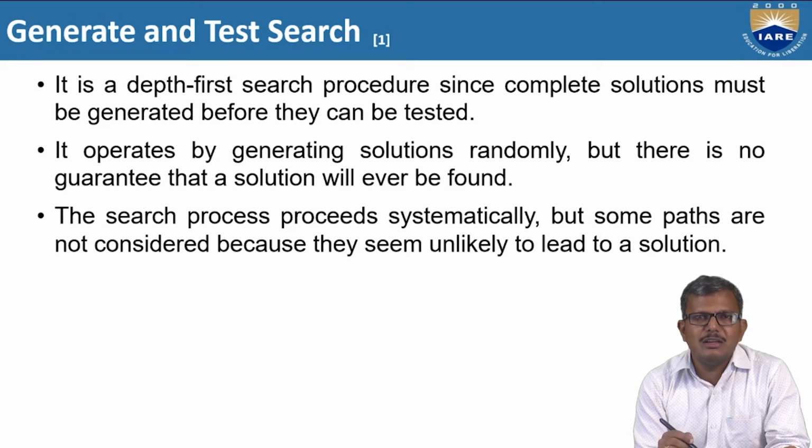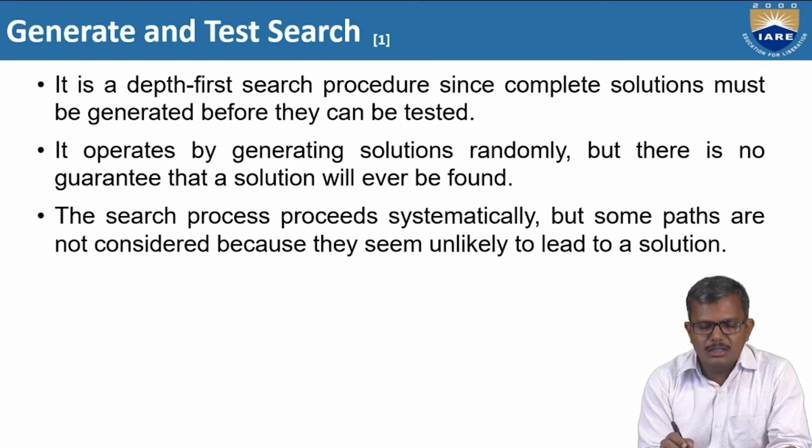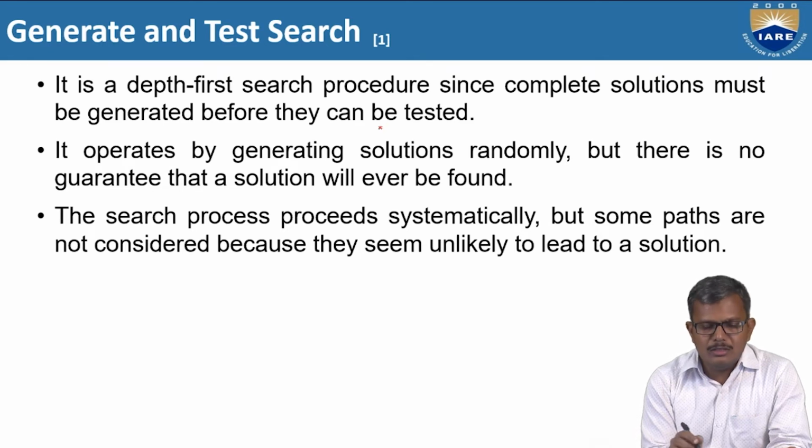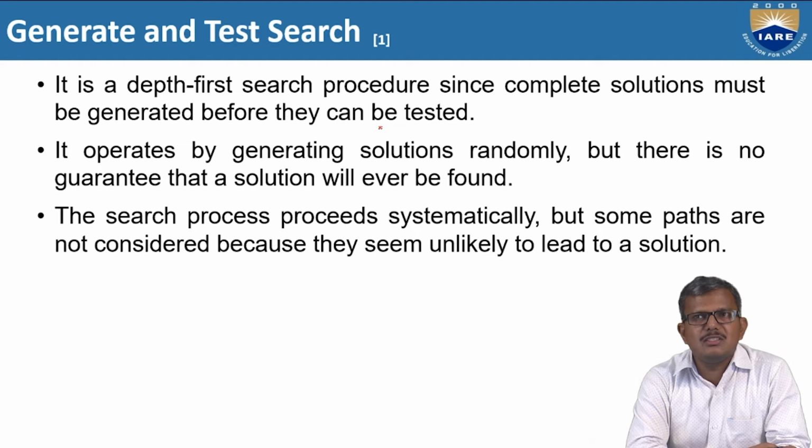Why? Because it is a random selection of the next node. So it is not going to think of the other nodes in the same level. That's why we say that it is a depth first search procedure, since complete solutions must be generated before they can be tested.